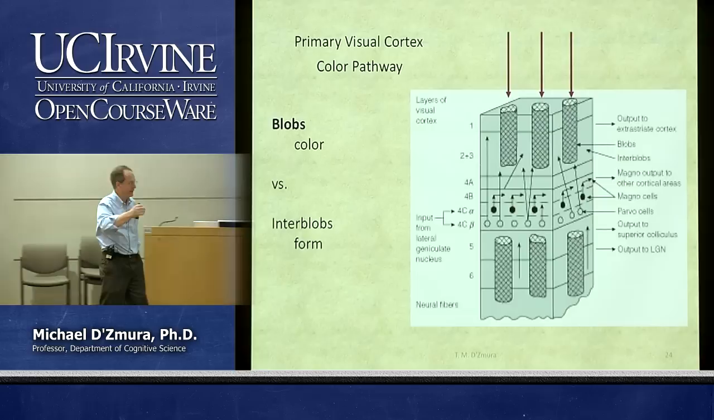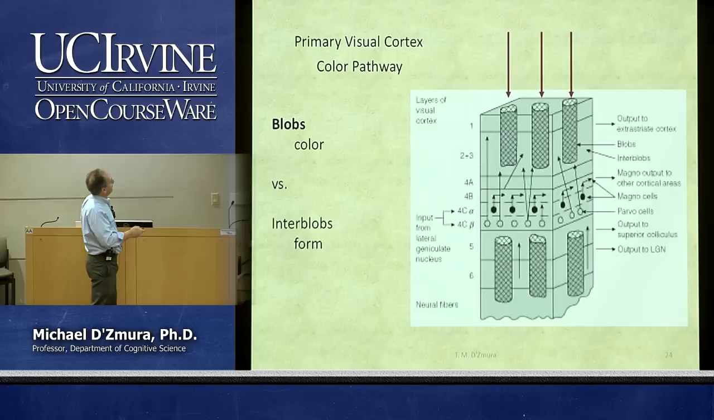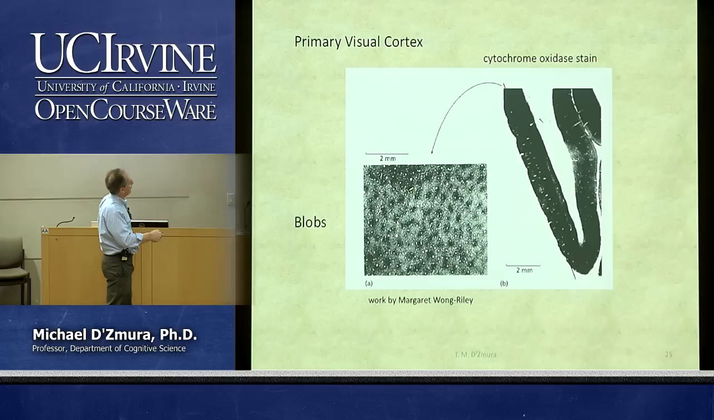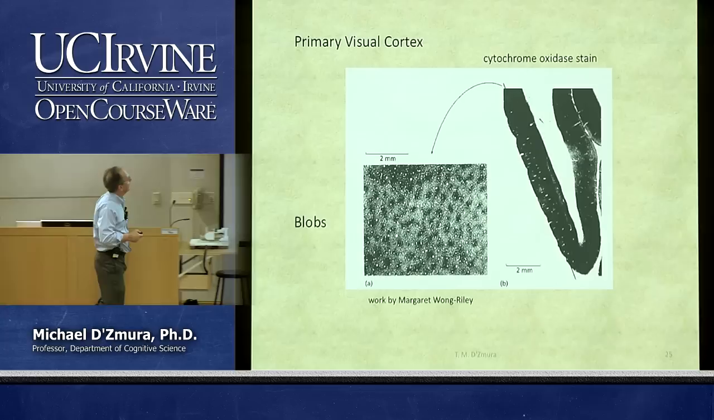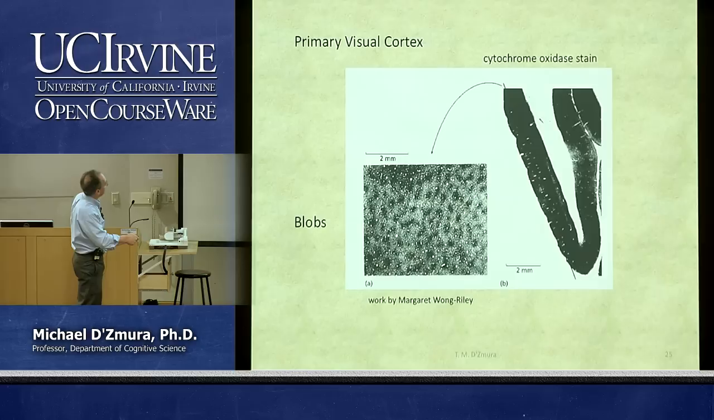So here is a slice through the surface of visual cortex where we can see these darkened spots. Those darkened spots are the blobs where you find color-sensitive cells. And it's very hard to see them here, I'm afraid. But relying on this picture at least, you can see, yes, we have these little blob zones that appear darker when stained with cytochrome oxidase. And this is work by Margaret Wong-Riley.